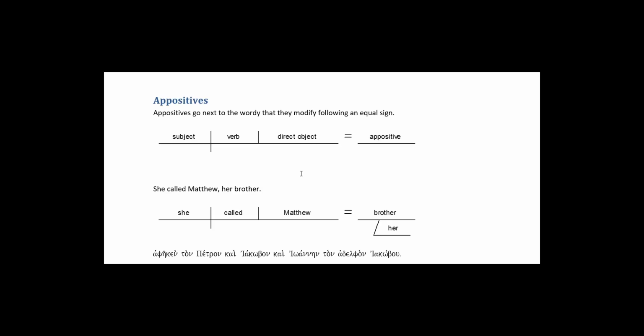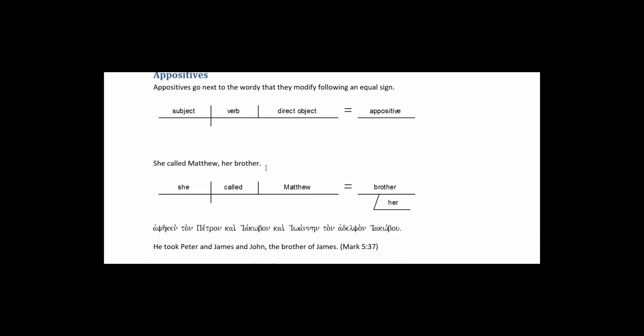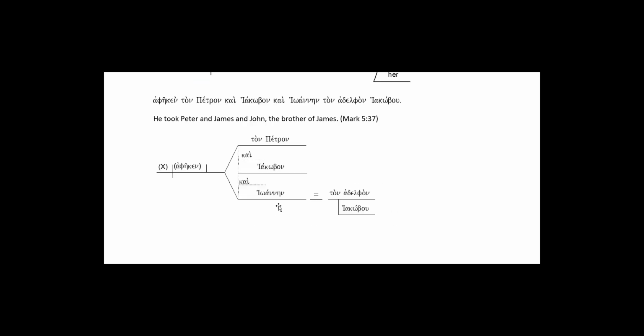Now I showed you one of these a moment ago, but let's just treat it on its own. How do you treat something in apposition, an appositive? You use these equal signs and then you stick the item next to whatever it's modifying. So she called Matthew her brother. Subject, verb, object: she called Matthew. And then here's the word in apposition. So you put equal, brother, and it's her brother. So here's this example. He took Peter and James and John. Who is John? John is further identified as ton adelphon Iakobou, the brother of James. We use this equal sign.